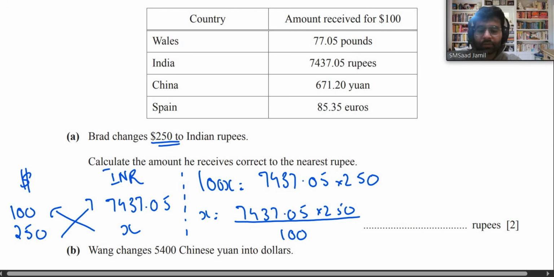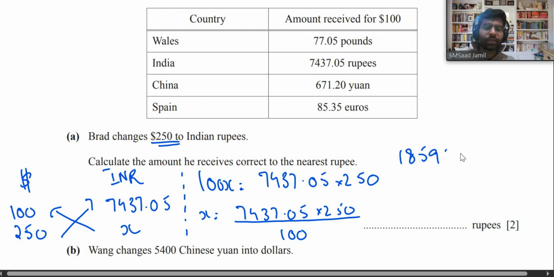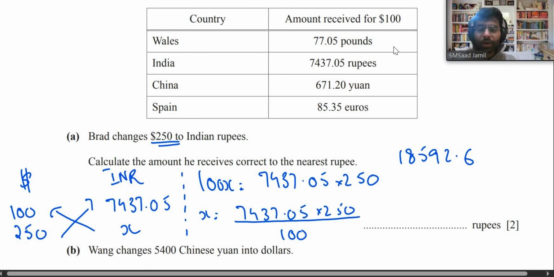Alright, now this is where we use the calculator because of course I cannot calculate this. Even if I have to calculate 1 multiplied by 5, I'll just use the calculator because mental capability won't allow me. So you get an answer of 18592.6. Now look, question says amount he receives correct to the nearest rupee. So you will round it off and this will become 18593. This is your answer.